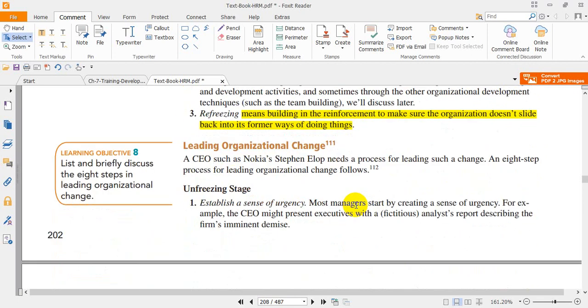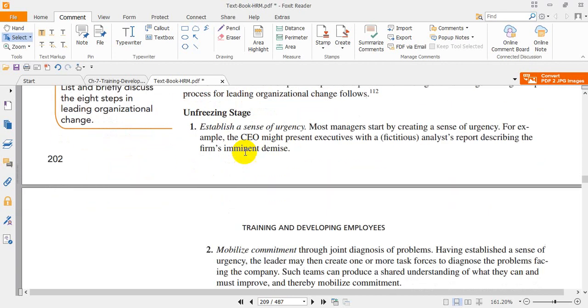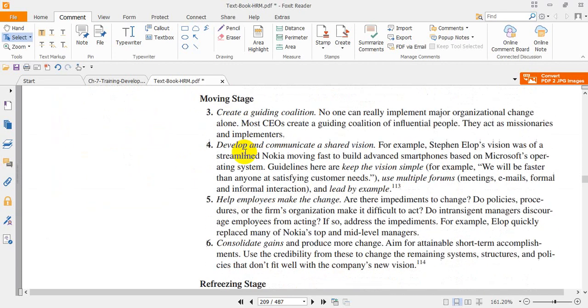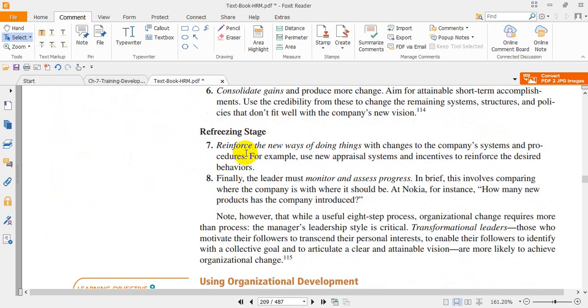Here there is an example of how Nokia implemented Lewin's process in its case, and you can read this alone for more understanding.